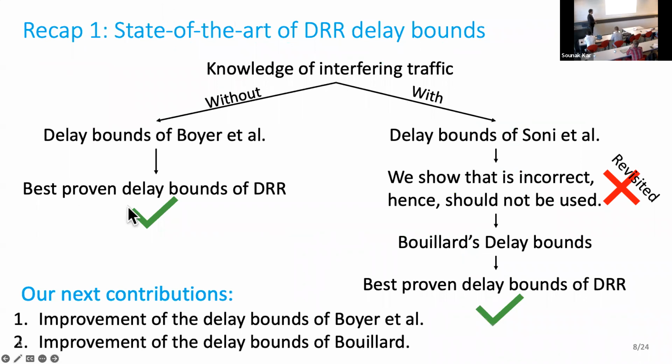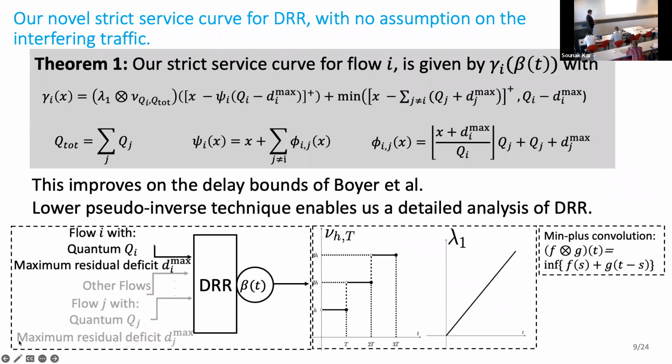So here is a summary of the state-of-the-art on delay bounds on DRR. With no assumptions on the interfering traffic, we have the bounds of Boyer et al. With the knowledge of interfering traffic, we have Bouillard's bound. And our next contribution is basically to improve both. Well, back to the original problem, where there are no assumptions on the interfering traffic, the same assumptions as Boyer et al., here is a novel strict service curve for DRR. This is a strict service curve that improves on delay bounds of Boyer et al.